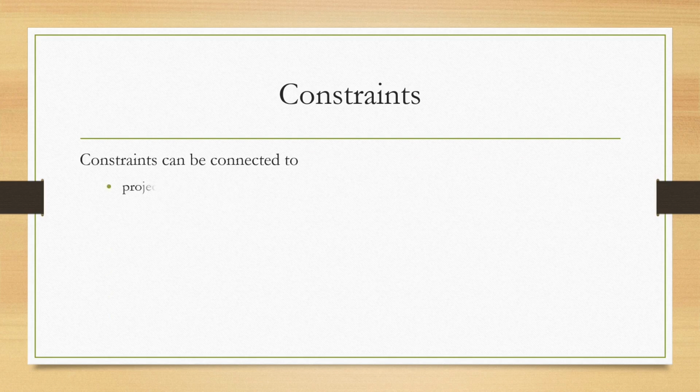Constraints can be connected to things like the resources you have in your project, the schedule or how much time you have to deliver the project. If you only have a limited amount of time, you can only deliver a smaller project. The target environment, so are you developing an Internet of Things application? Are you developing a mobile application, a website? Or things connected to the system itself. What programming languages are available?